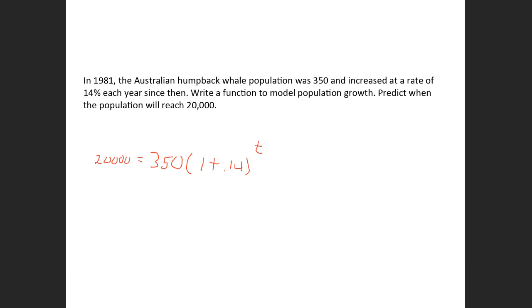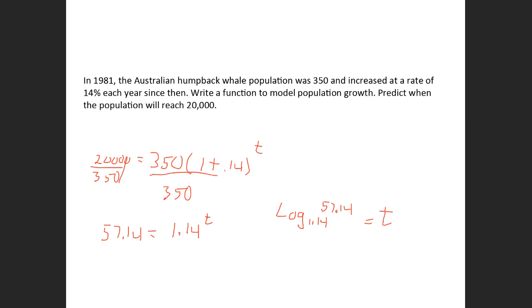Okay, so again, I've set up my equation. I'm going to divide through by 350 here. So 2,000 divided by 35, 57.14, is equal to 1.14 to the t power. So now I'm going to rewrite this as a logarithm. So the log base 1.14 of 57.14 is equal to t. And I should be able to solve this problem.